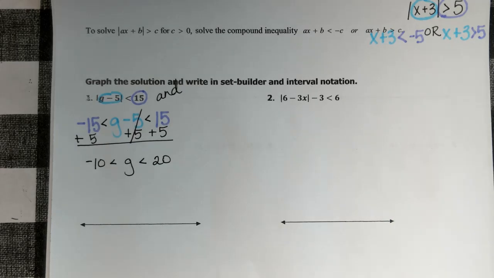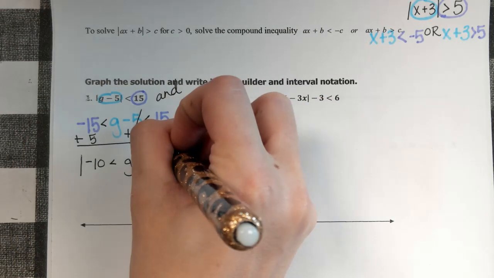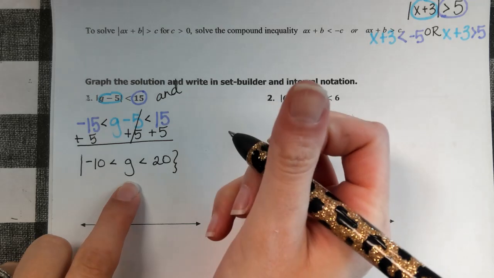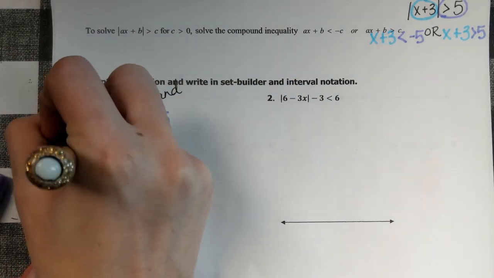Now, in 1.1, I told y'all to check 2 things. Is your smaller number on the left and your larger number on the right? Yes. Are my inequality symbols correct? Yes. So then I can tack on my set builder notation, but don't just put an x. My variable is a g, so we're going to put a g.